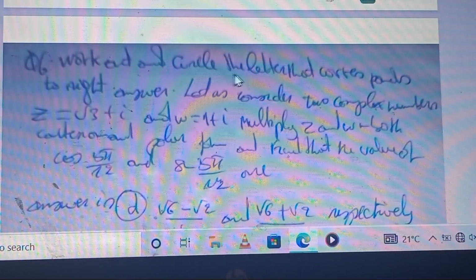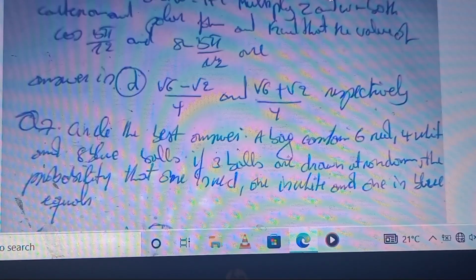Work out and circle the letter corresponding to the right answer. Let us consider two complex numbers, complex number Z and complex number W. Then we ask you to multiply and put in the Cartesian form and the polar form. Then you find the value of cos 5 pi over 12 and sin 5 pi over 12. Here, the correct answer is D, respectively. That is the correct answer.